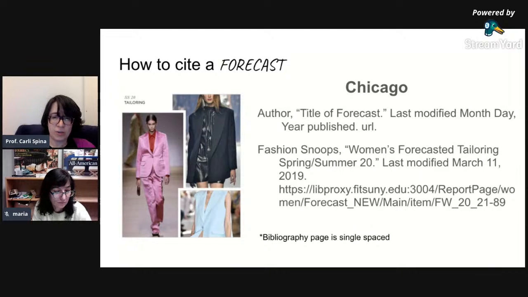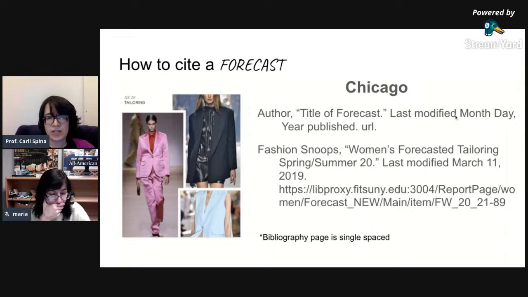Now let's look at Chicago. For Chicago, we have a bibliography instead of a references or a works cited page. Here it's once again going to look a little bit like MLA at the start because it's going to have the author, which is again Fashion Snoops. Then the title of the forecast. Do note that in this case, the author is not done last name first. Then the title of the forecast, and then the last modified. So when was this last edited?